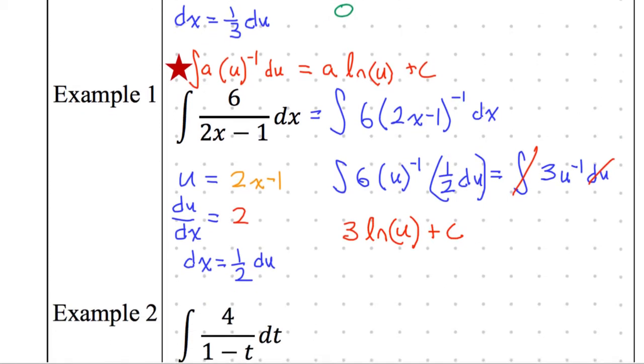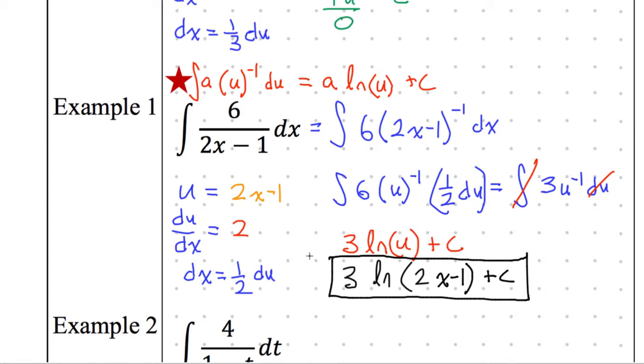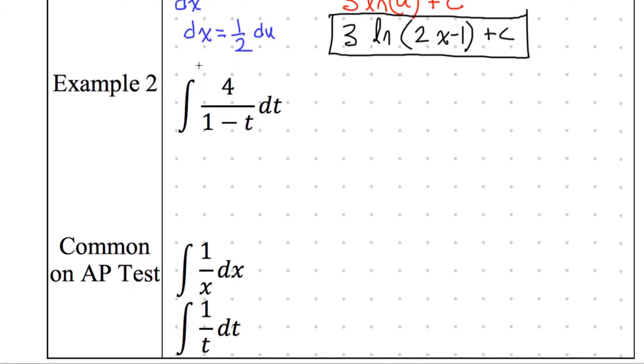And then I guess we need to substitute that back in. So 3 natural log of 2x minus 1 plus c. There it is. All right, I'm going to pause here to make sure that we all understood how we are using our new formula. Everyone's nodding their heads and saying, yeah, all right, let's see another one.